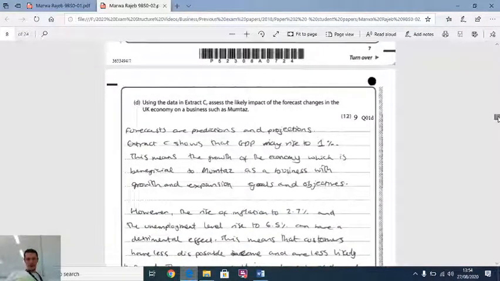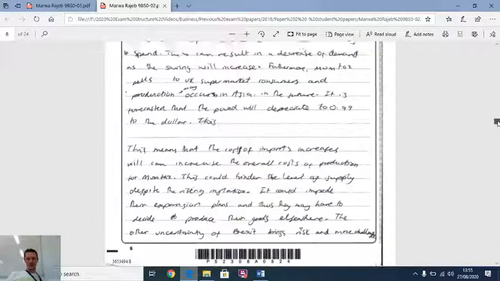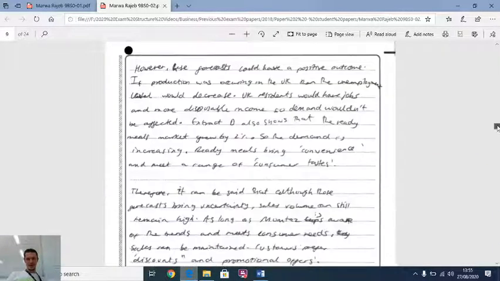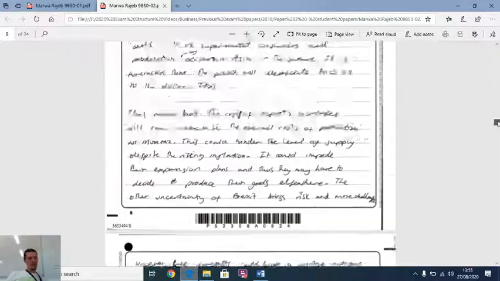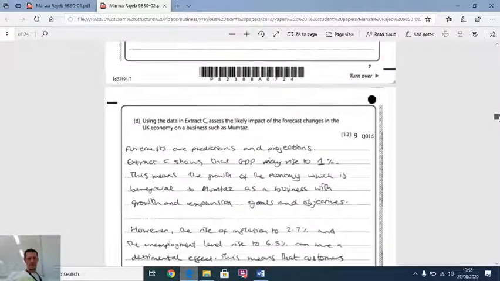using the data, assess the likely impact of the forecast changes in the UK economy on a business like Mumtaz. I get what she's doing. Yeah, the data does talk about sales promotions, and I suppose if she's linking that to the idea of employment and inflation, then that works. Not perfect, but that's good enough for an A grade. So 9 out of 12, 9 out of 10. The student we're looking at has done very well.